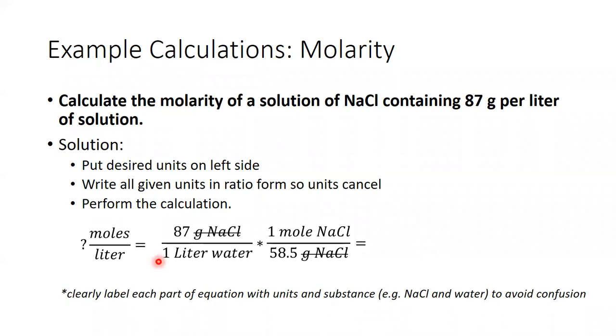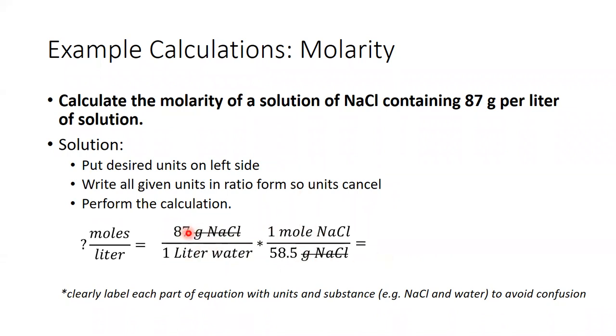So for this one, you have 87 grams of sodium chloride over 1 liter of solution. And then we're going to multiply by the reciprocal of the molecular weight so that our grams will cancel out. Because we're multiplying by the reciprocal, grams is on the bottom, so it will cancel out with the one that's over here on the top. And then mole and liter will remain.